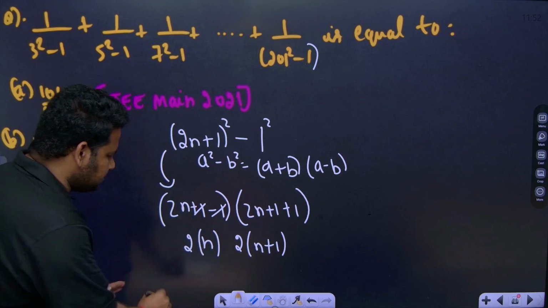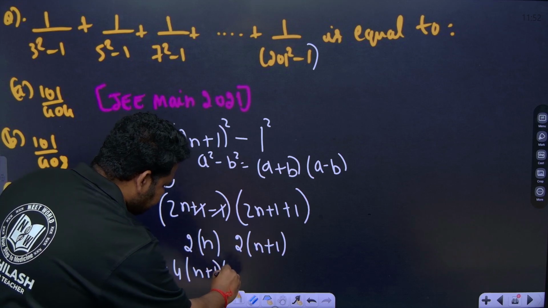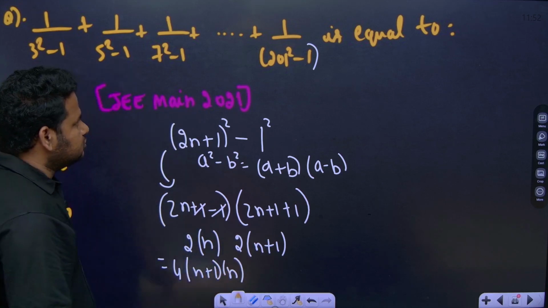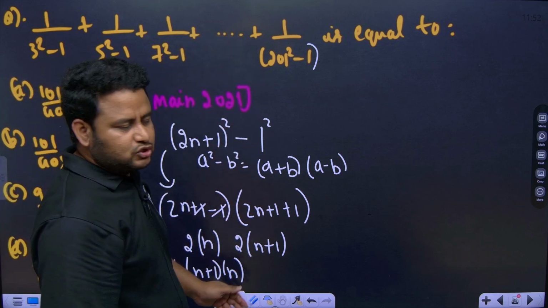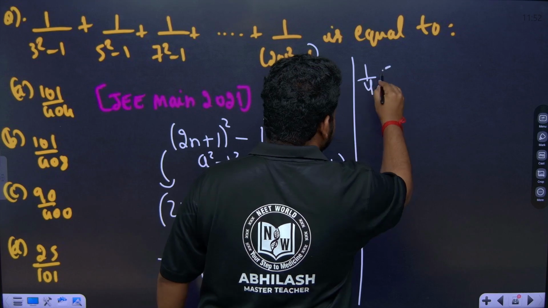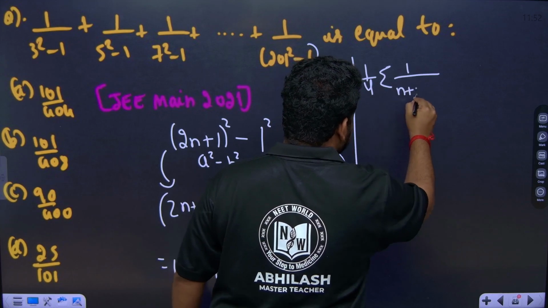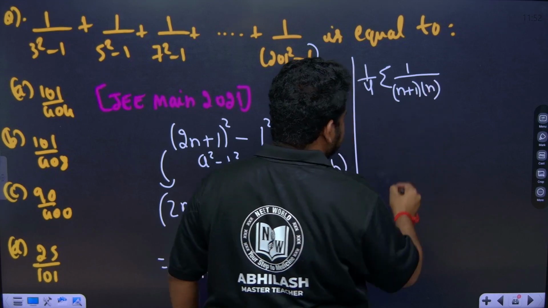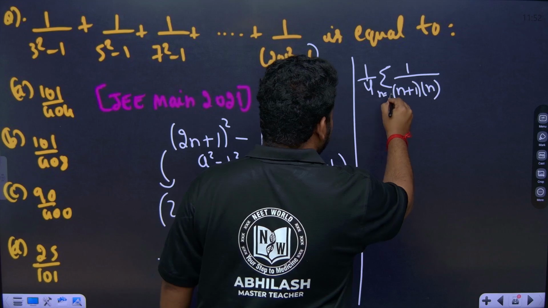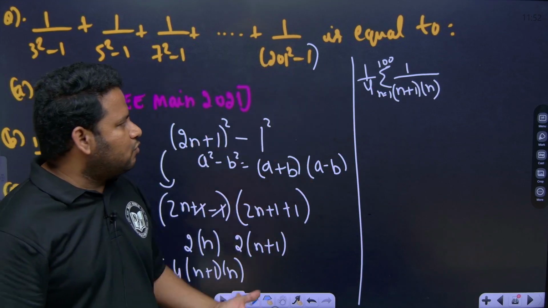So this will be equal to 4 times, first I will write n plus 1 into n, clear till here? 4 times n plus 1 into n. This is the denominator. So I can write this as 1 by 4 summation of 1 by n plus 1 into n, with n running from 1 to 100, clear till here? Now it is easy for us.